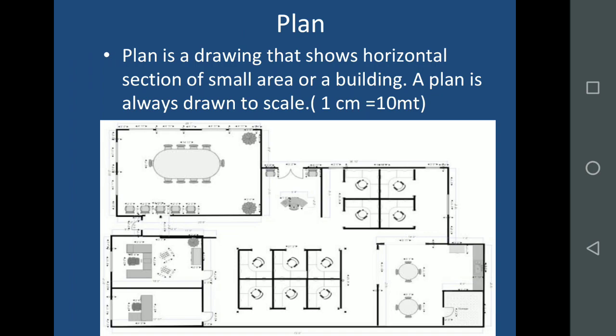What is a plan? A plan is a drawing that shows a horizontal section of a small area or a building. A plan is always drawn to scale. For example, let's assume that the scale used in this diagram is 1 centimeter equal to 10 meters. That is, 1 centimeter on paper will be 10 meters on floor. Every plan will follow a different scale depending upon the details to be shown.